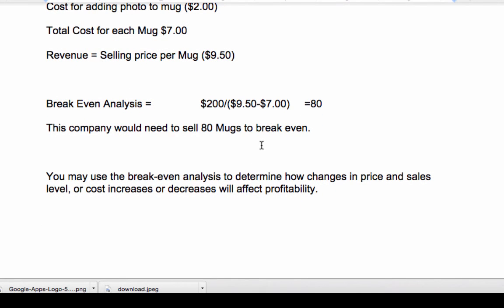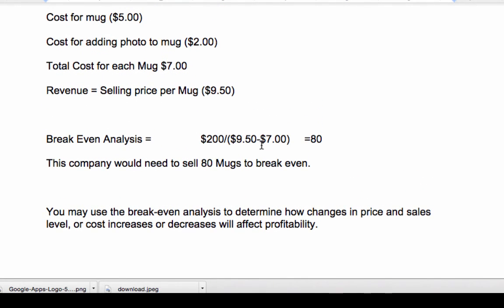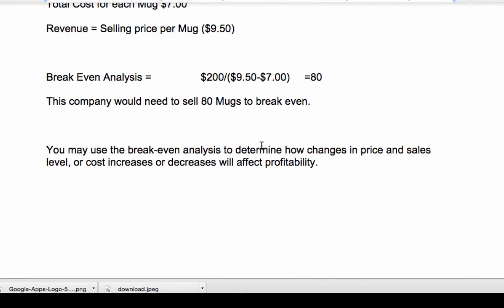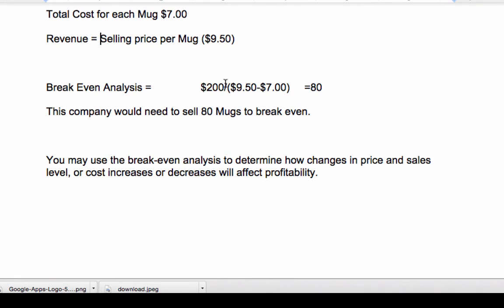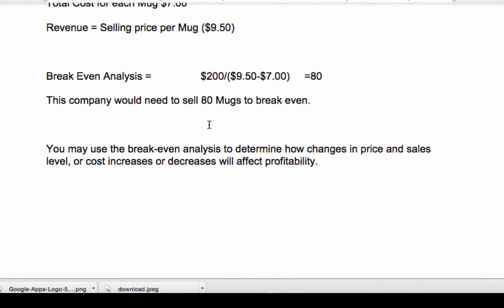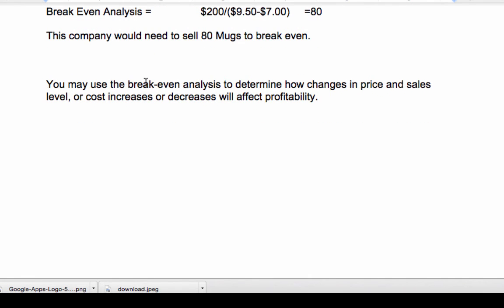So what I want you guys to do is a break-even analysis for your companies to see how many of your products you're going to need to sell in order to break even. This could be a big eye-opener for some of you. Some of you are keeping your fixed cost very low, so that's a good idea. Good strategy. Some applications for the break-even analysis would be to determine how changes in your price and sales level, so volume, or cost increases or decreases are going to affect your profitability.